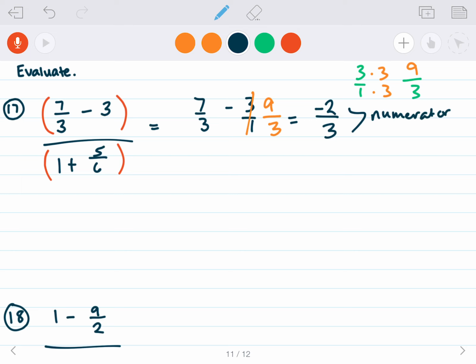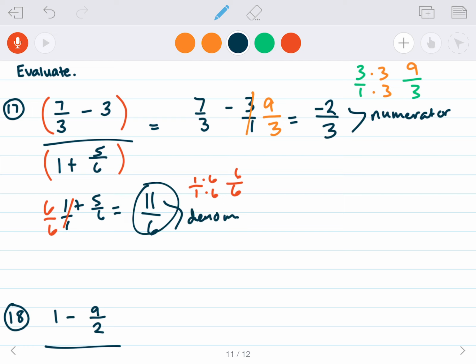Now for my denominator, I have 1 plus 5/6, 1/1, that is, and I can change 1/1 to have a denominator of 6 pretty easily. So I have to multiply top and bottom by 6 to do that. So 1 is secretly 6 over 6. And if I add straight across, 6 plus 5 is 11, and that's going to be over 6. So this is my denominator. So my numerator was negative 2 over 3. My denominator was 11 over 6. So let's do numerator over denominator.